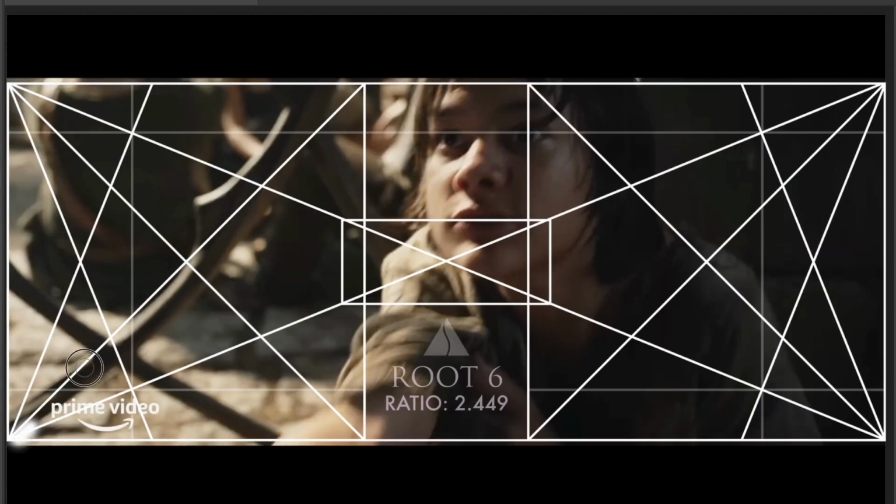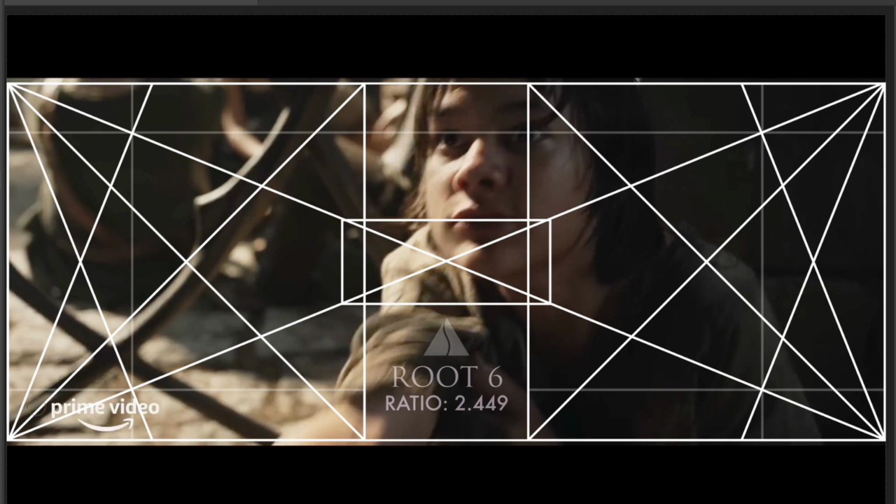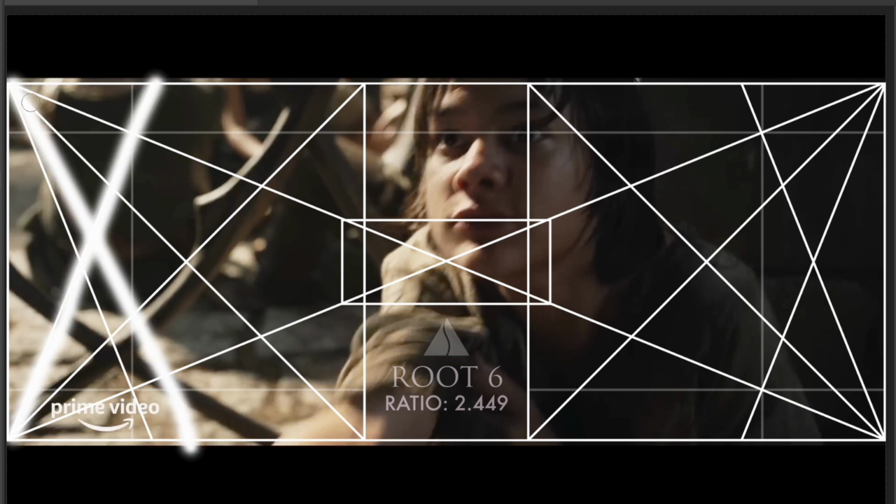It's on the 45-degree angle of the square. So this grid is specially made. If you have all these grids, you can create your own type of grid that suits your needs, but this one was created for cinematography. It's got the phi measurements here, measured from the edges. It's got the rebated square with the 45-degree angles right here, and then it's got the root 6 dynamic symmetry diagonals here, and then the major diagonals.